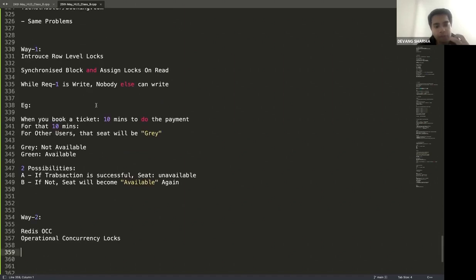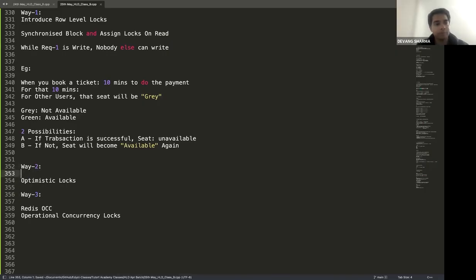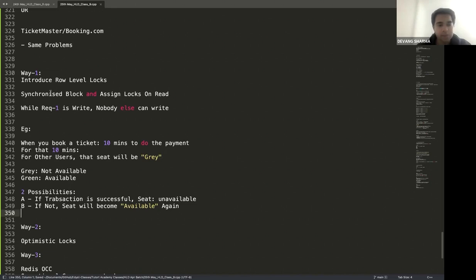But for this use case, introducing row level locks is completely fine. I don't have such a big scale that I need to worry about going to OCC or concurrency locks and all of that. Okay. Somebody answered optimistic locks. That is also a good solution. You can talk about optimistic locks here if you want to. But again, those kinds of problem statements and solutions make more sense once we move to the Ticketmaster part. For this use case, this is more than sufficient.